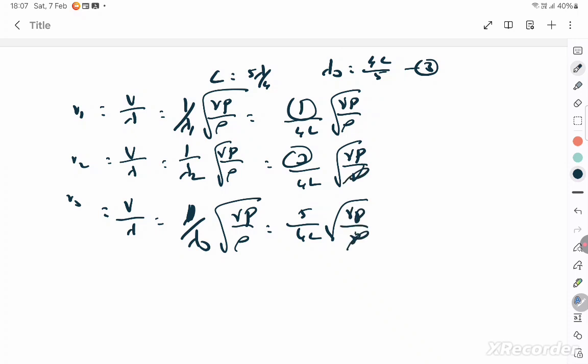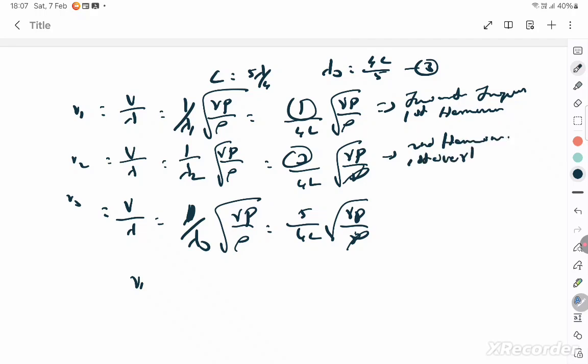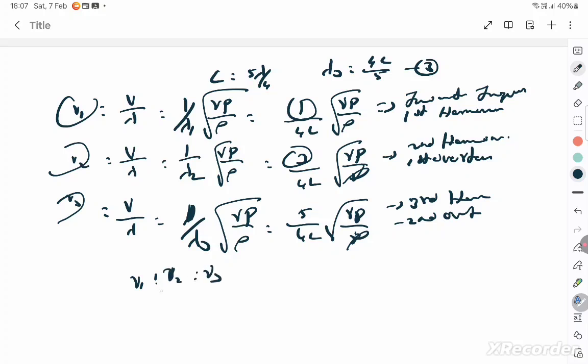And so then therefore you can say mu 1 is again called the fundamental frequency, the first harmonic. Next is second harmonic or first overtone. Third harmonic, second overtone. So these frequencies mu 1, mu 2, mu 3 are in the ratio 1 is to 3 is to 5. So that's the part about a closed organ pipe.